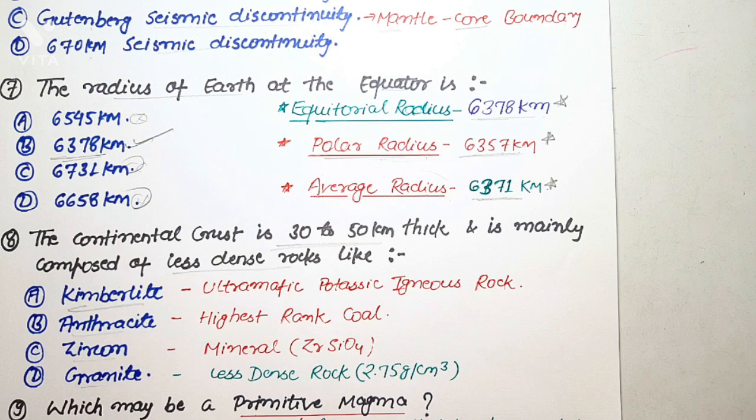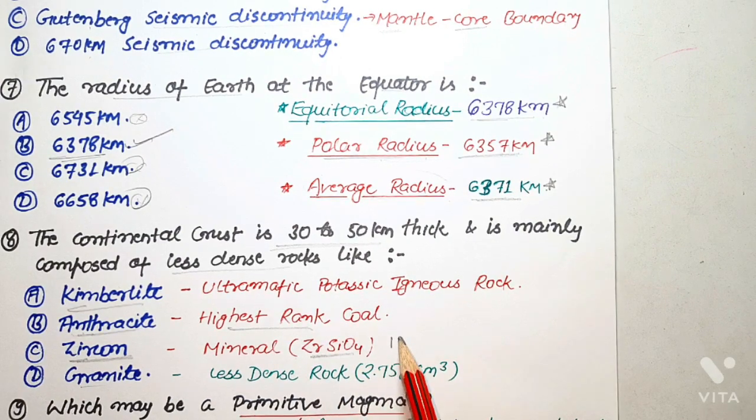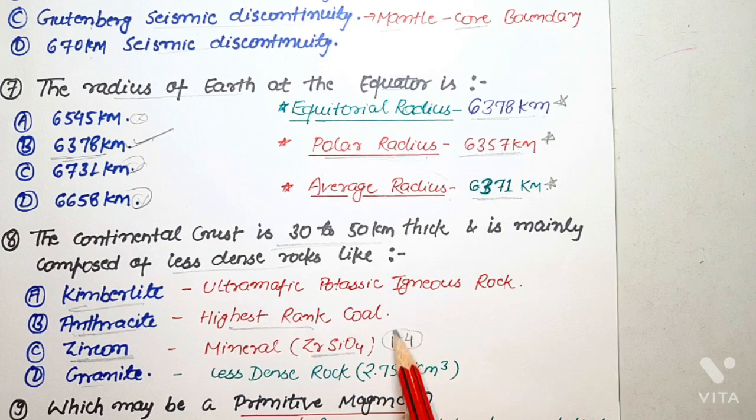Next one is anthracite. Anthracite is not an igneous rock, and it is also not abundant enough to mainly compose the crust, because anthracite is a coal, the highest rank coal. Next one is zircon. Zircon is a mineral and its chemical composition is ZrSiO4, and its ratio, if you see, is 1:4. So you can clearly say that this belongs to nesosilicates.